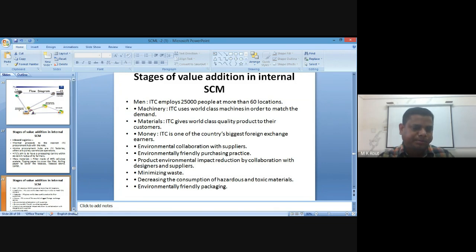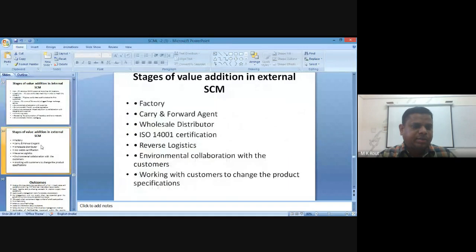Moving to the next part, that is known as the stages of value addition in external supply chain management. In external supply chain management, they are adding value in the factory. That factory contains the proper layout of machines, proper transportation of internal product from one place to another, or flow of materials. The next part is proper identification of carry and forward agents. The next is proper certified wholesalers and distributors. The next is initiation of ISO 14000 certification.